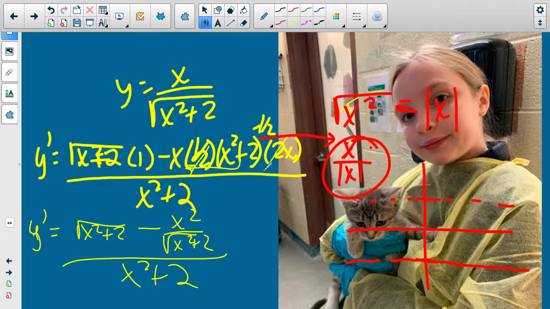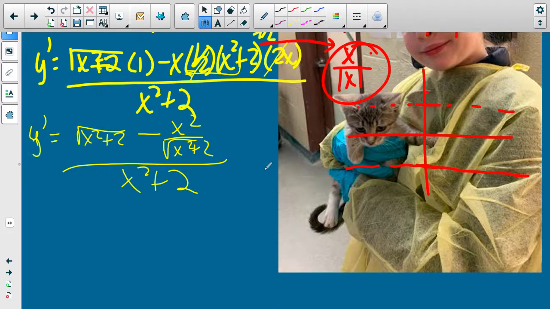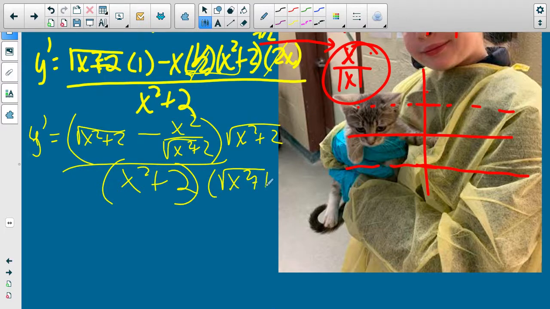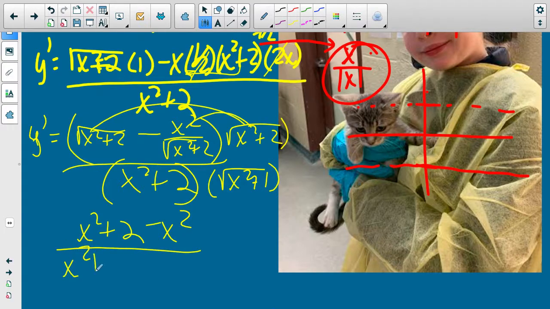Your next stop is common denominator. And I don't really mean the biggest common denominator. I mean the one I want to get rid of, which is the square root of x squared plus 2. So I'm going to multiply the top and the bottom by that. I'm not going to go through the chore of getting a common denominator. I'm just going to get rid of the denominator that I don't want. This gives me x squared plus 2, and this gives me minus x squared over x squared plus 2 to the 3/2 power.